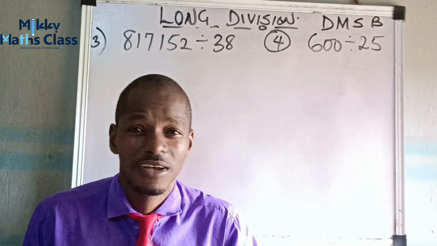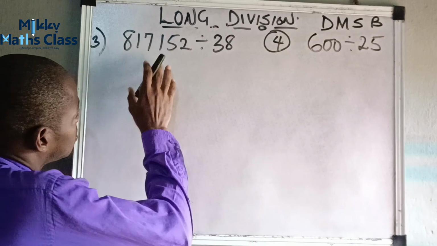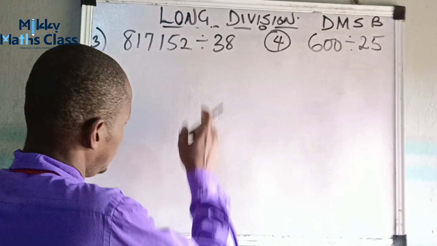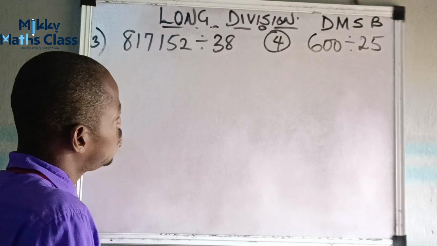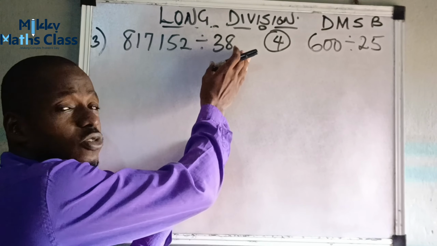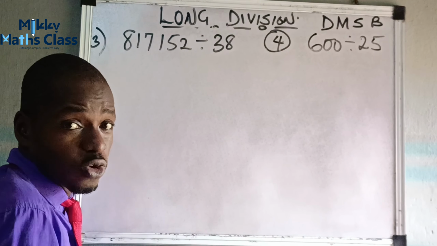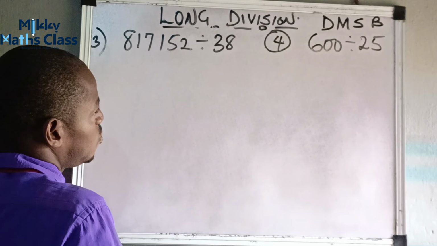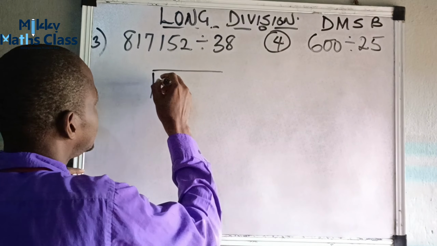All right, let's take this other example before we go. It says 817,152 divided by 38. This is quite a big one. Now, the first thing you do, always create a multiplication table of what you are using to divide in one corner. It makes the division far more easy. So let me, at the corner, put what I'm dividing.